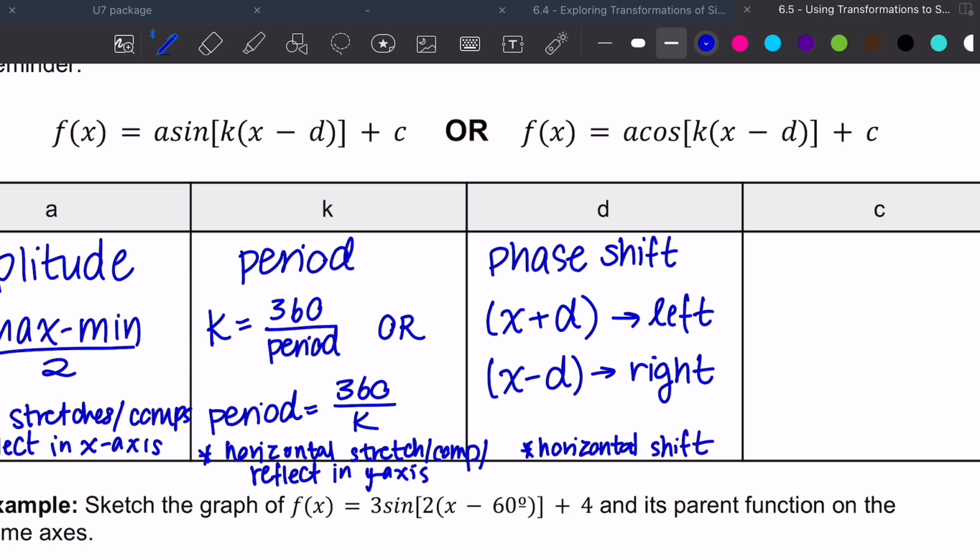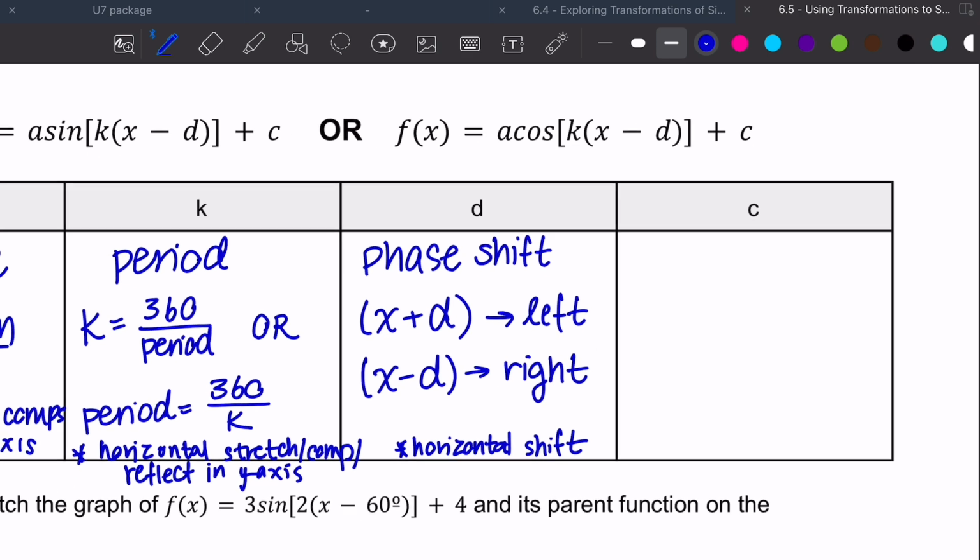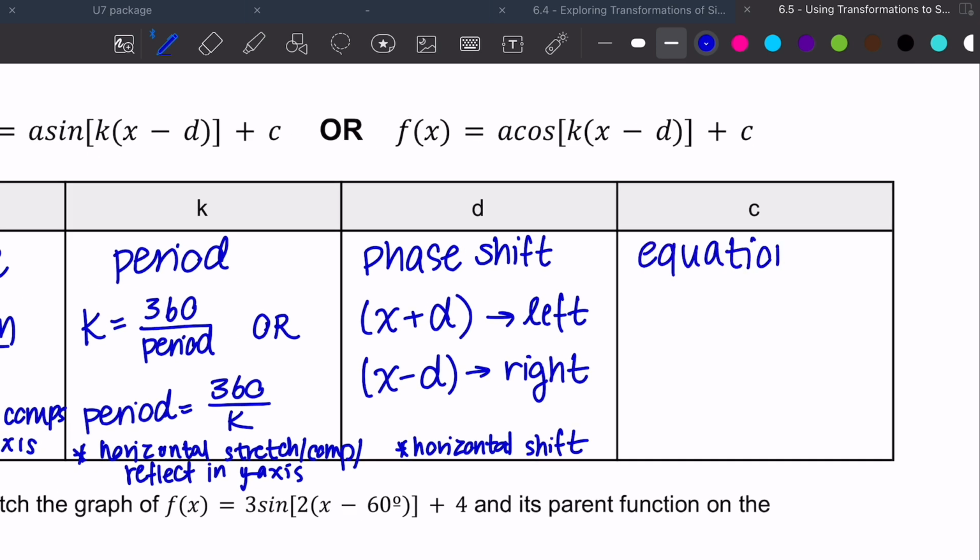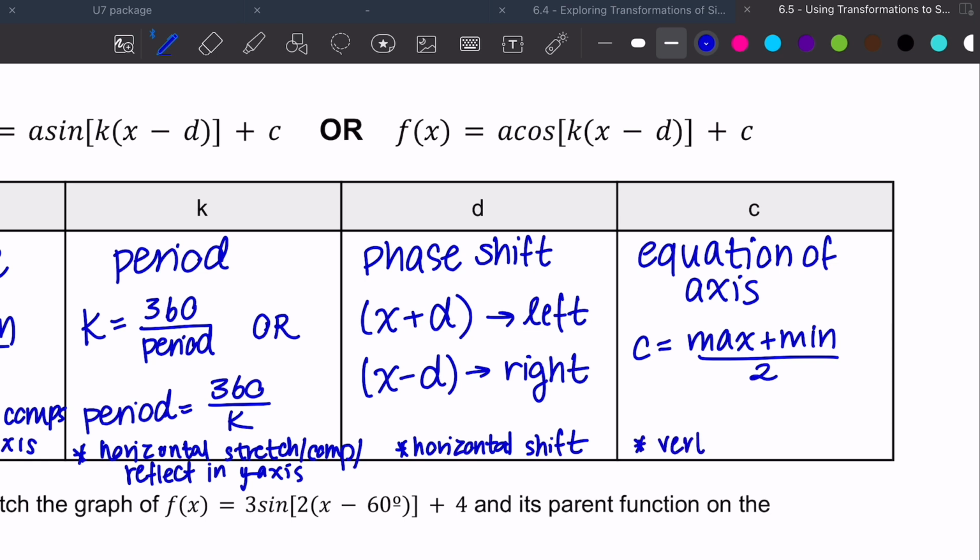And then last but not least, you've got C, which in sinusoidal terms, is always referred to as our equation of axis or midline, whatever you want to call it. And we can calculate it using max plus min divided by 2. And this was usually associated with our vertical shift up and down for the other parent functions.